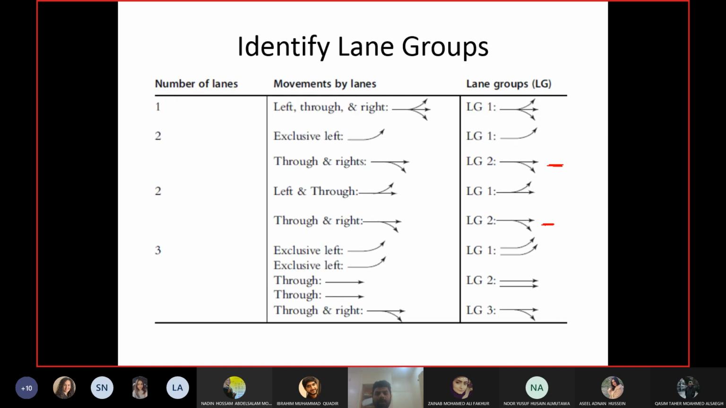For example, if you come here, I think I told you earlier as well, the movement groups. A movement group consists of the lanes which must go in the same phase because they are sharing a movement. Okay, so for example, if you take this example, this one.